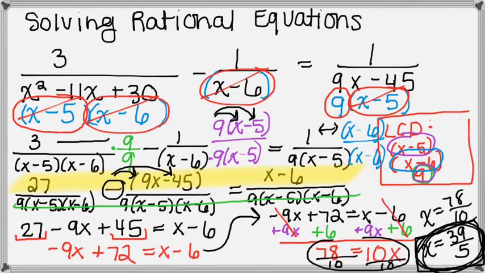So amidst all this work here, I just want to focus in on what the actual answer is. For our original equation, the answer is 39 over 5.